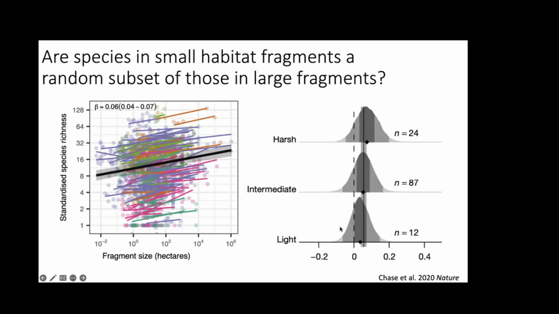When it was easier to move through the matrix, we got shallower slopes. This line was flatter. The relationship between fragment size and species richness was flatter when it was easier to move between habitat fragments, and it got steeper the harder it was to move between habitat fragments. And this really suggests something about the processes that are going on.